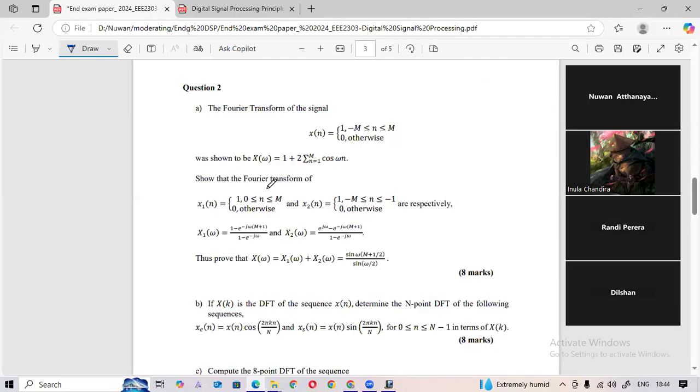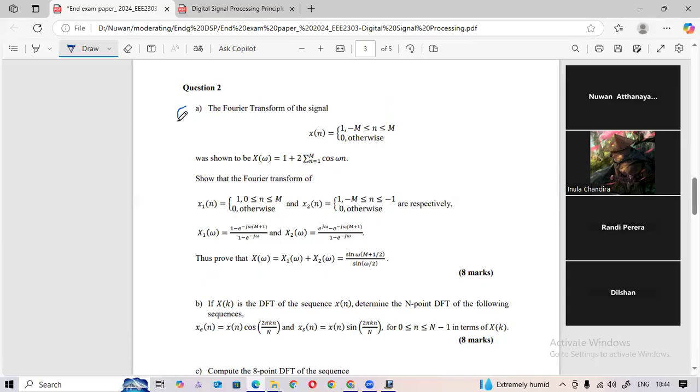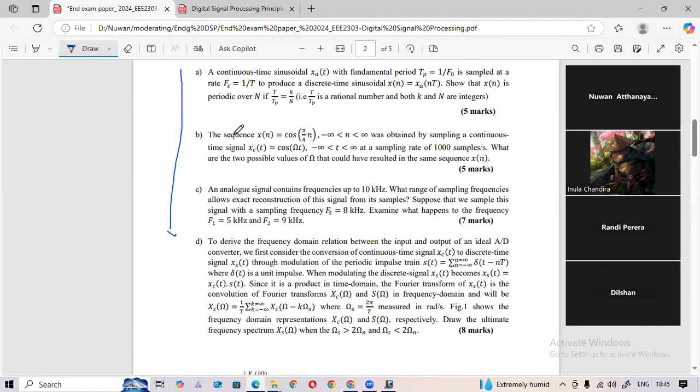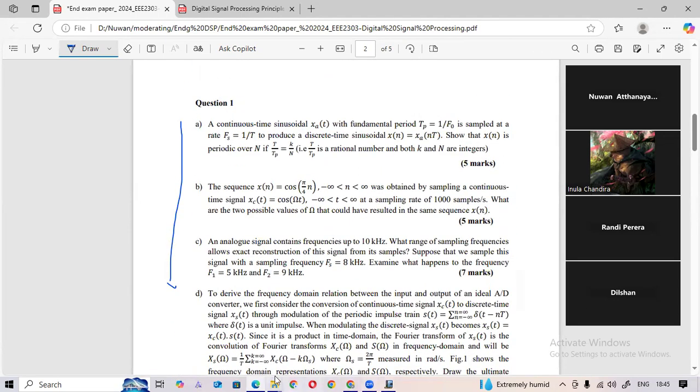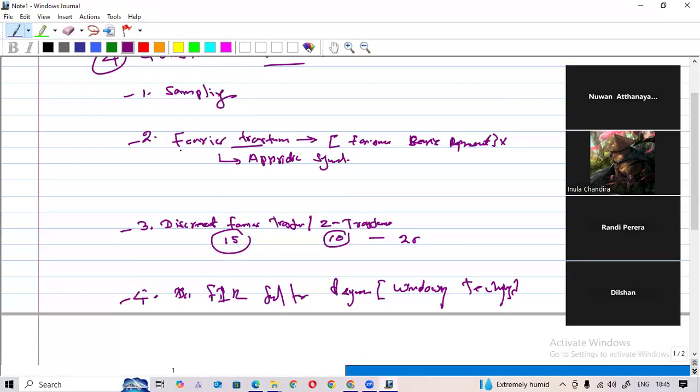And question 2 is based on Fourier transform. Actually, you will be having the Fourier transform from here to here. I think the structure is somewhat different from the previous one. This year, your questions are organized in this way.